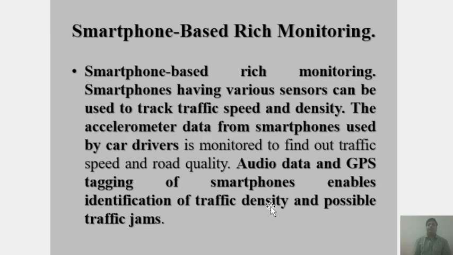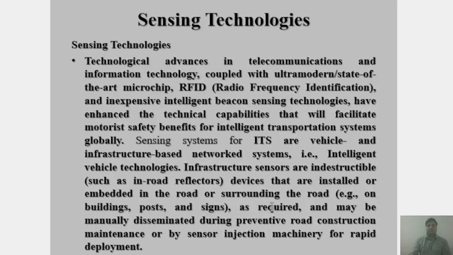Coming to smartphone based monitoring. What is smartphone based monitoring? It has different types of sensors, where we are able to track traffic stream characteristics like speed, density, flow and so on. The accelerometer data we get from the smartphones of car drivers is monitored to find out the traffic speed and road quality. For audio data and GPS tracking, we use a combination where the audio data and GPS tracking of the smartphones enables the identification of traffic densities and possible traffic jams.